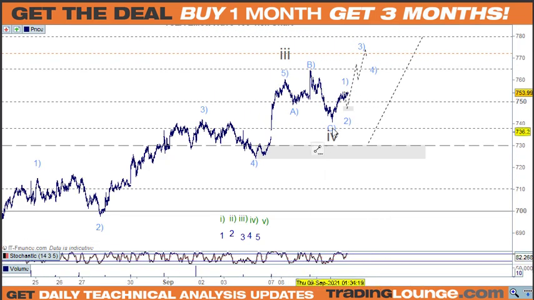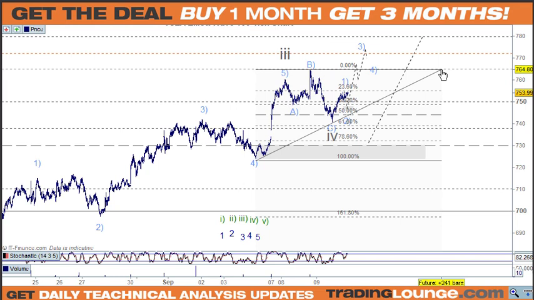Now, we don't have a really good wave 4 here. In fact, we could look at all of this as wave 1 here, or even wave 1 to this point and back here again. So it's looking a little bit more bullish than I expected.